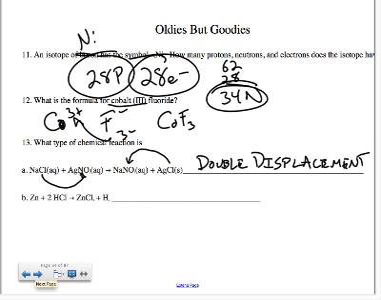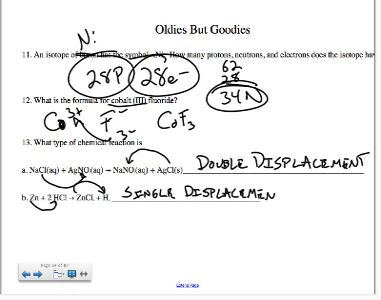And this one here, in this case, we've got zinc trading places with hydrogen. This is actually single displacement.